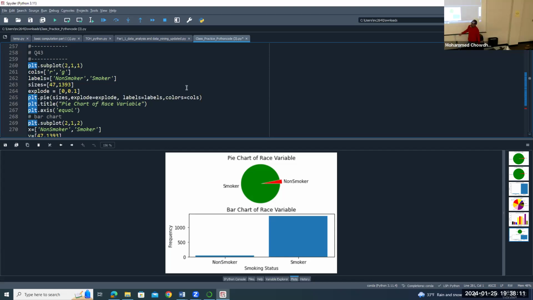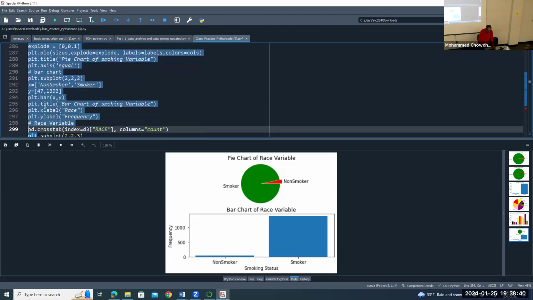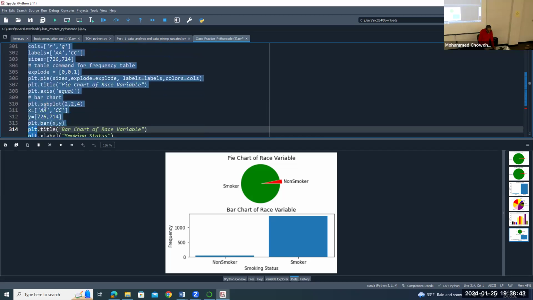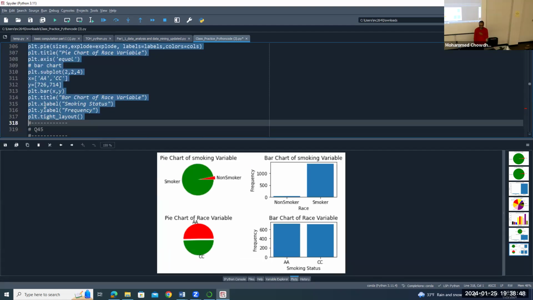That is the understanding. So if it is put there 2, 2, 1, 2, 2, 2, 2, 2, 3, 2, 2, 4, that means 2 rows, 2 columns, 1st figure. 2 rows, 2 columns, second figure. 2 rows, 2 columns, third figure. 2 rows, 2 columns, fourth figure. 2 rows and 2 columns means how many cells? 4 cells, right? 2 times 2. So next one is a 2x2 plot. Now you will see the 2x2 figure. Okay. Understand?